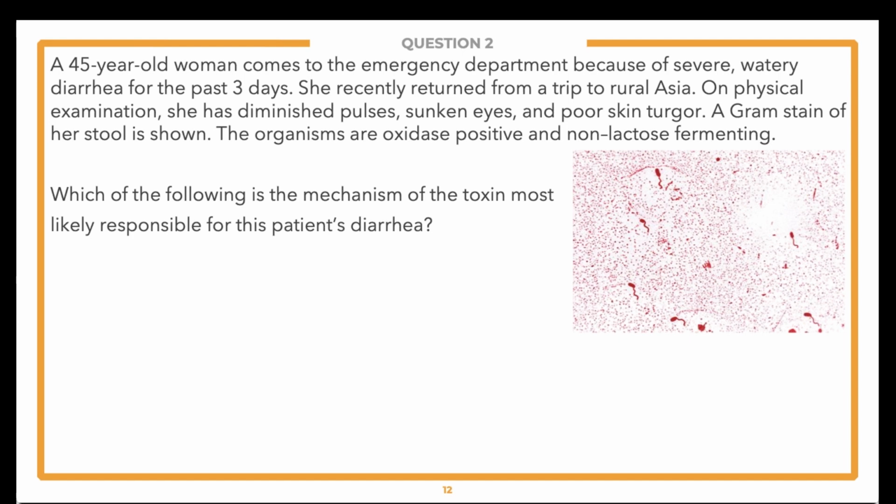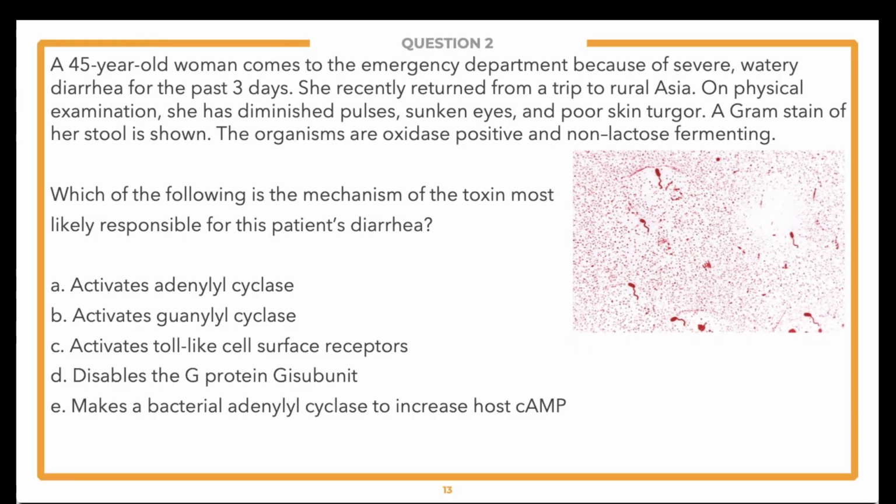Okay, so you can go down to the question box. Let me know how many steps you think it's going to take to answer this one as I reveal the answer choices. And again, we will read them from the bottom. So answer choice E makes a bacterial adenylyl cyclase to increase host cAMP. Answer choice D disables the G protein Gi subunit. Answer choice C activates toll-like cell surface receptors. Answer choice B activates guanylyl cyclase, or answer choice A activates adenylyl cyclase.